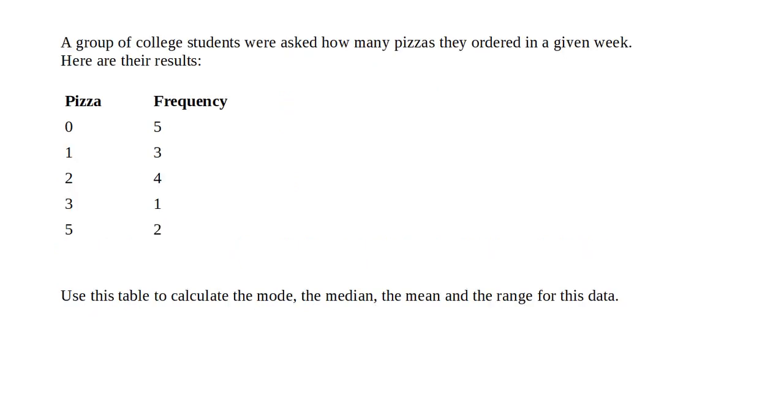So here is a new question for you to practice. A group of college students were asked how many pizzas they ordered in a given week. 5 people said none. 3 people said 1. 4 people said 2 pizzas. 1 person said 3. 2 people said 5. And there's no information on whether anyone said 4. Use this table to calculate the mode, the median, the mean, and the range for this data.